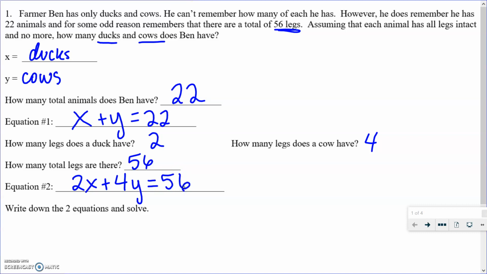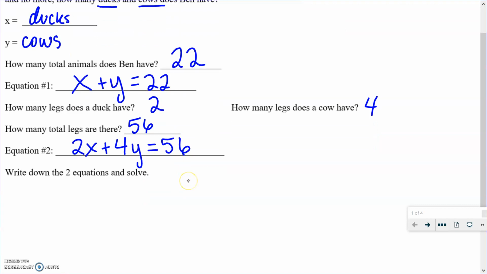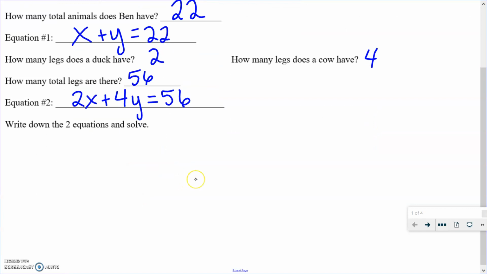Okay, so now we're going to take these equations that we wrote, equation 1 and equation 2, and solve them for the number of ducks and the number of cows. So I'm going to write these down here. X plus y equals 22, and 2x plus 4y equals 56. Well, I see this is set up and it looks like something for elimination, not substitution. So if I multiply this top equation by -2, that's the inverse of 2, and so I can get those x's to eliminate.